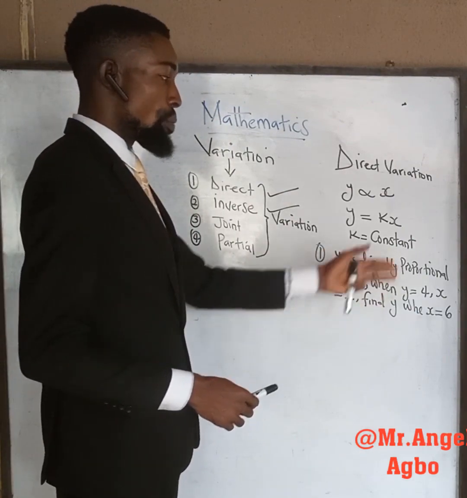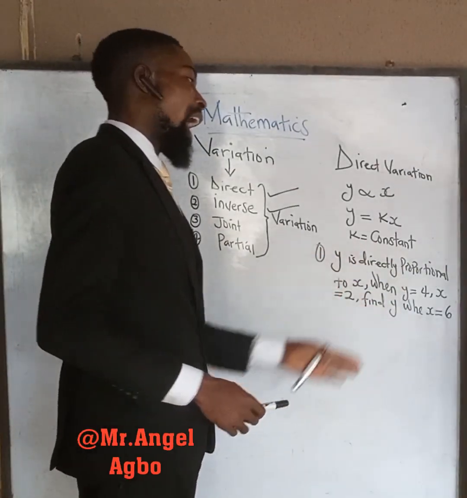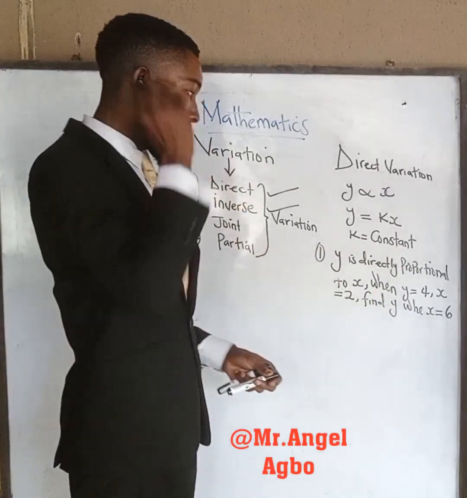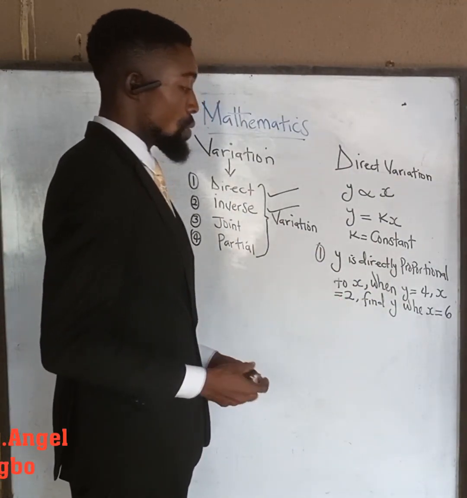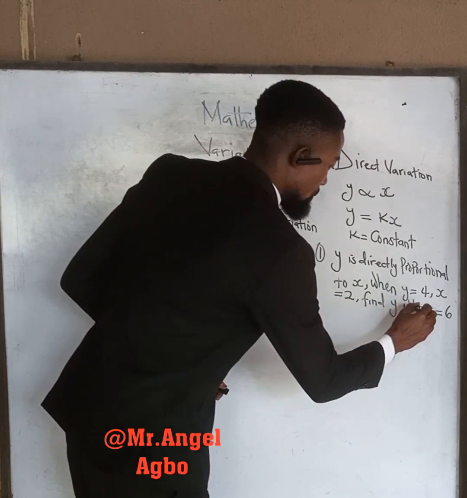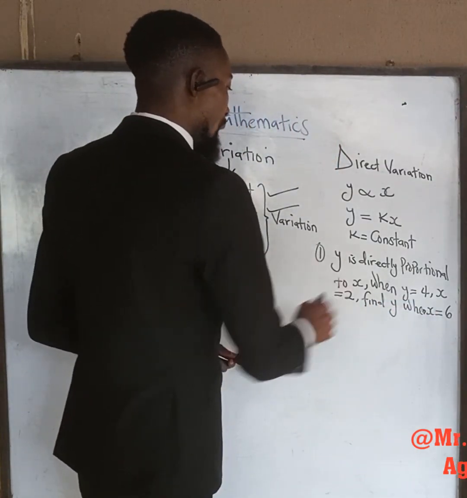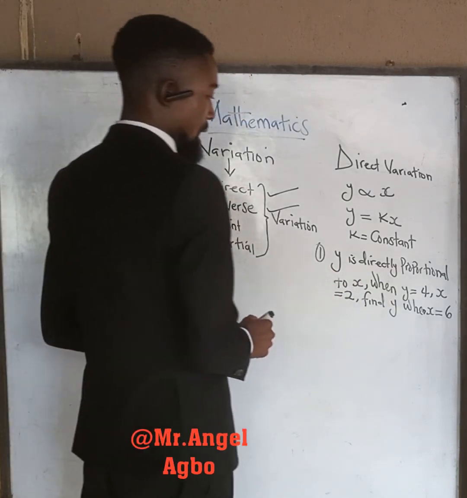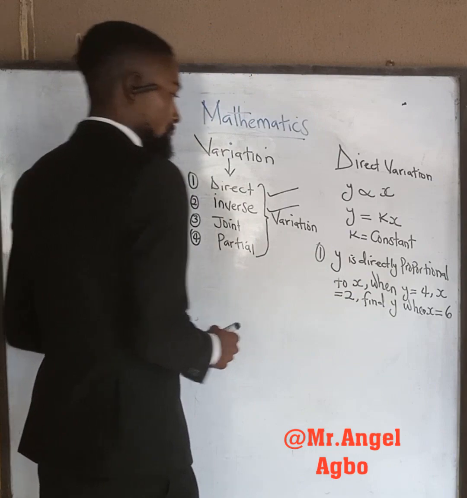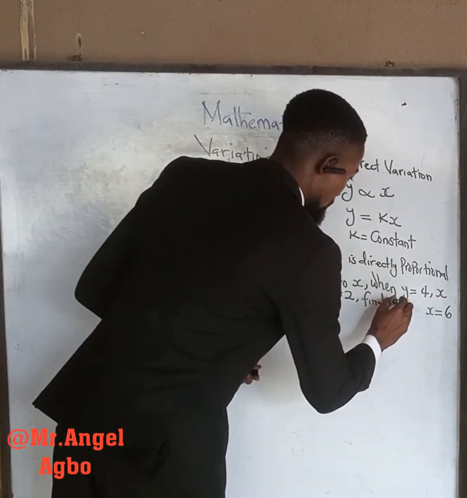Now we have this question on the board. Y is directly proportional to x. When y is equal to 4, x is equal to 2, and we are asked to find y when x is equal to 6. Okay, now I want you to write it very well.